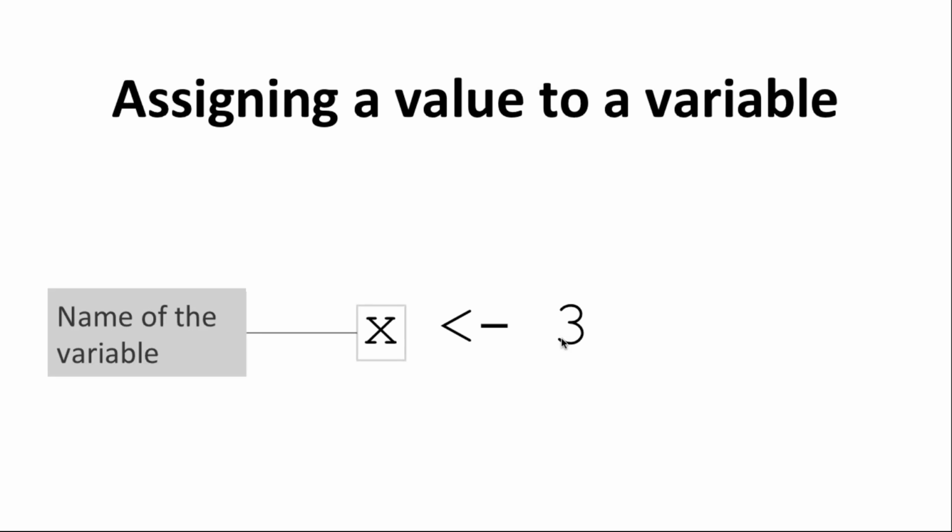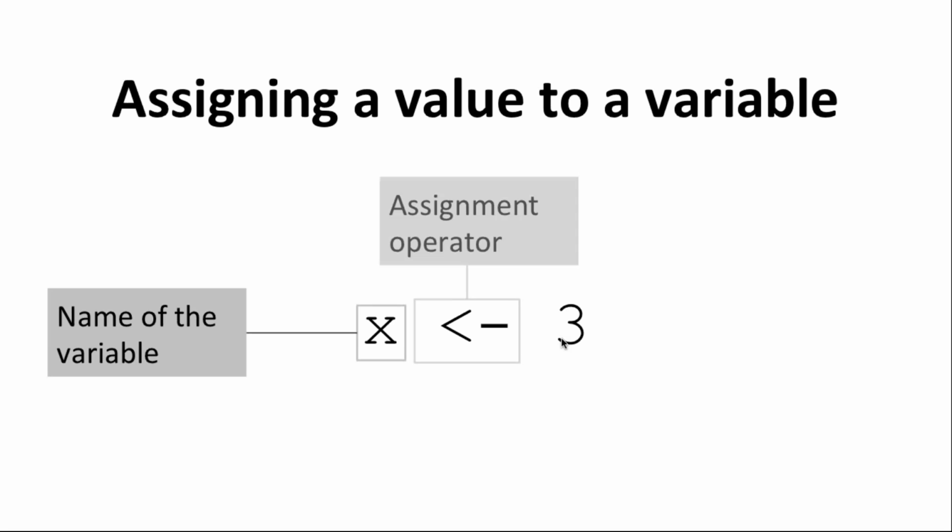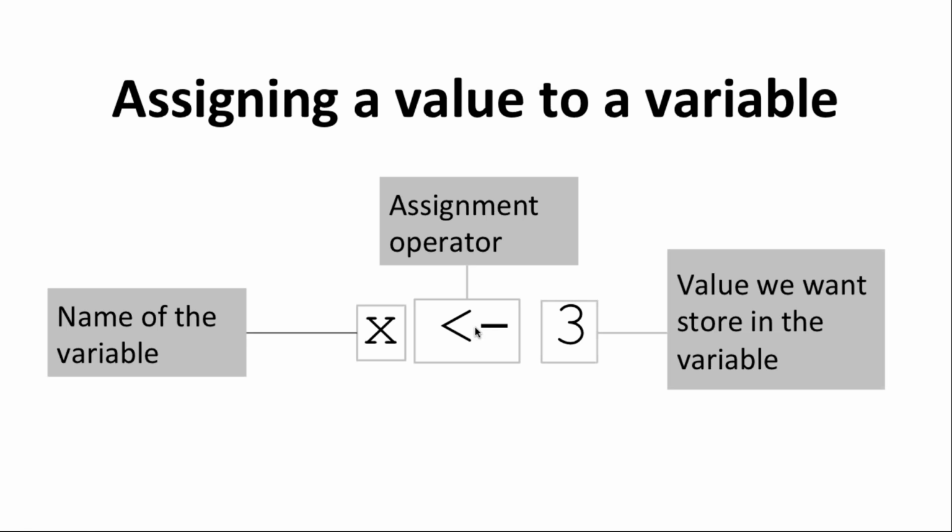So here we go, just a description. X is the name of the variable. We have something called the assignment operator. This is the less than sign and the minus sign together right next to each other. It's known as the assignment operator. And then the value of 3 is referenced in the variable X.